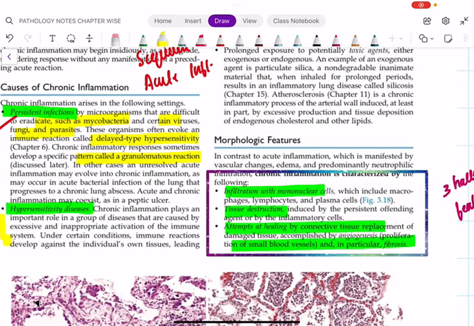Yes, what I have drawn within the box or the table is important. Infiltration with mononuclear cells. There we have studied neutrophils. Here you are going to study what? Macrophages, lymphocytes and plasma cells.